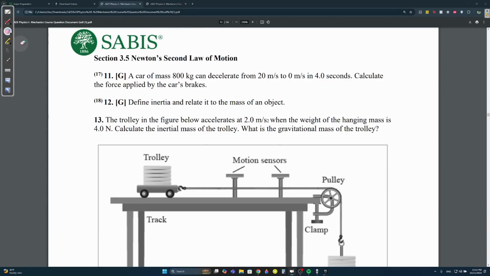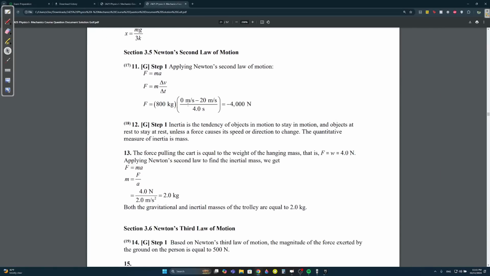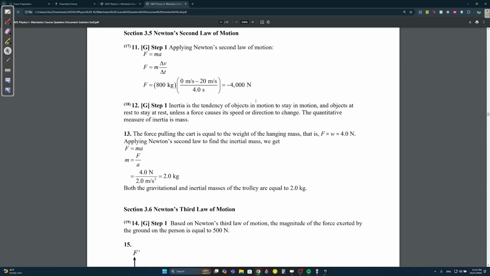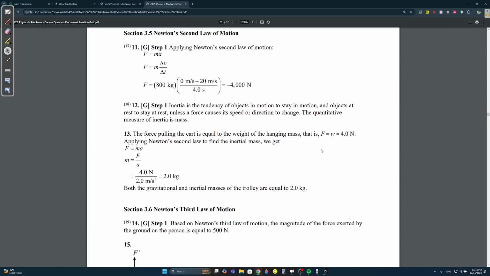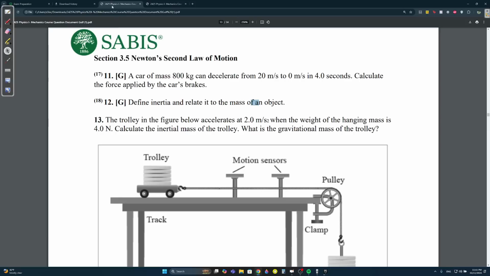Define inertia and relate it to the mass. Inertia is the tendency to continue your state of motion, unless a force causes it to speed up or slow down. How do you relate inertia to mass? The quantitative measure of inertia is called mass, right?